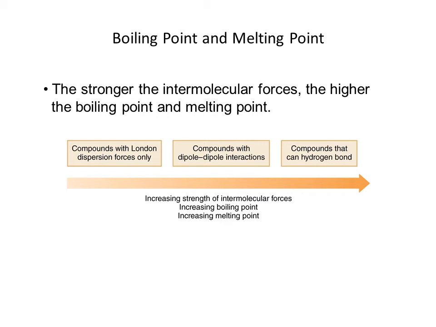intermolecular attractive forces. Now realize that all molecules have dispersion forces. All molecules that can hydrogen bond also have dipole-dipole interactive forces, but those compounds that can hydrogen bond have greater intermolecular attractive forces because they have all of those forces on top of them. So what we see is those compounds that can hydrogen bond have the greatest boiling points and melting points if their molar masses are all the same.